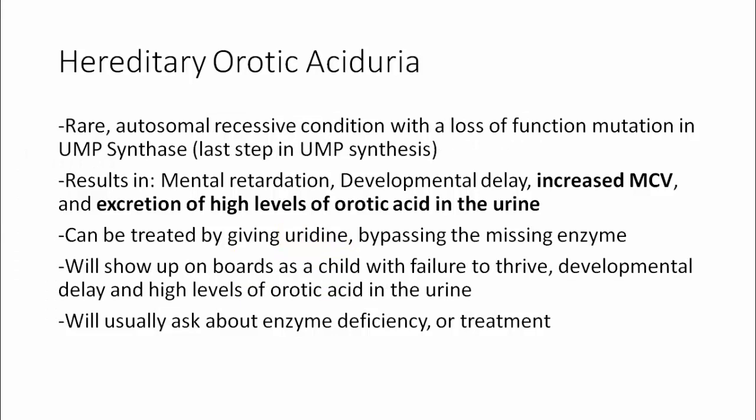So how is this going to present on boards? In boards, you'll typically have a child who presents with failure to thrive, developmental delay, and high levels of orotic acid in the urine. But again, if they do give you an H&H, I want you to look for the increased MCV that will trigger you to think of this pathway. In terms of question options, they'll usually ask you about the enzyme deficiency or how to go about treatment.